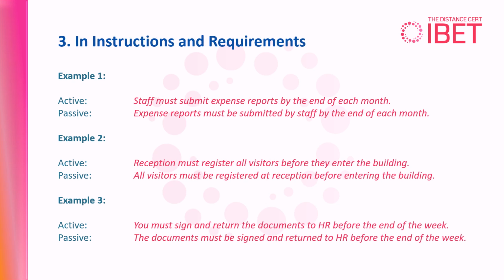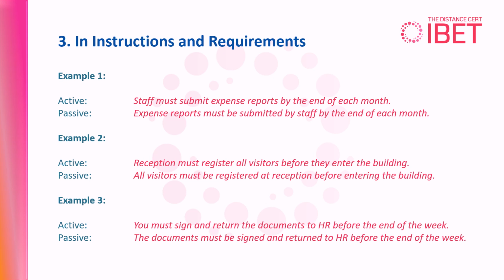Number 3. Passive constructions are used in instructions and requirements. This stops directions sounding like advice and makes statements feel formal and authoritative. Example 1. Active. Staff must submit expense reports by the end of each month. Passive. Expense reports must be submitted by staff by the end of each month. This sounds like a rule or instruction rather than a suggestion.